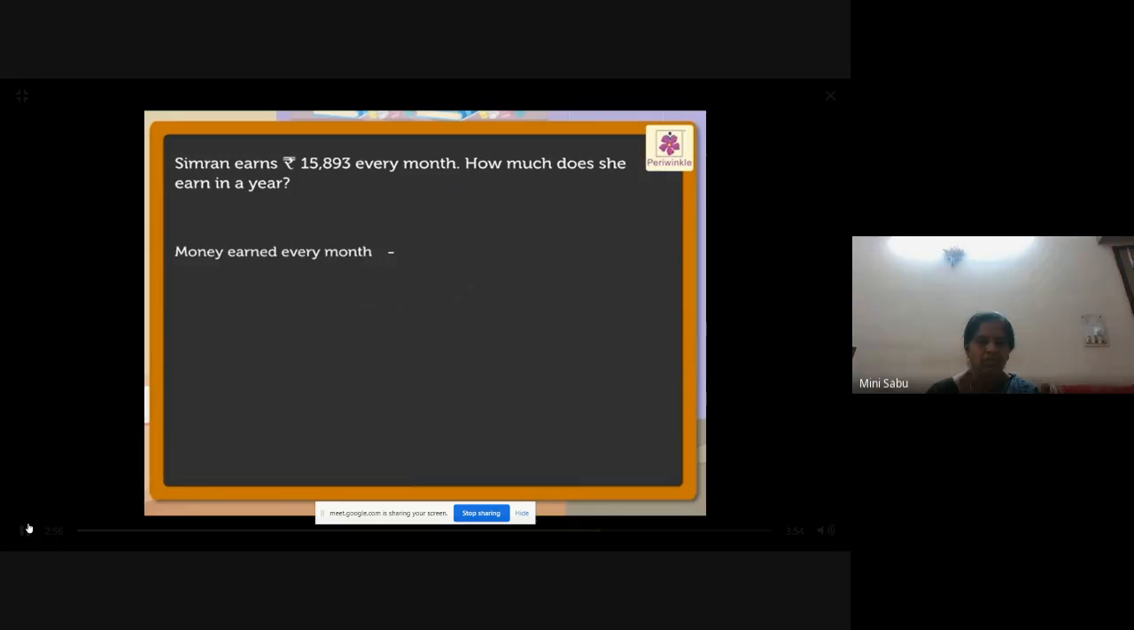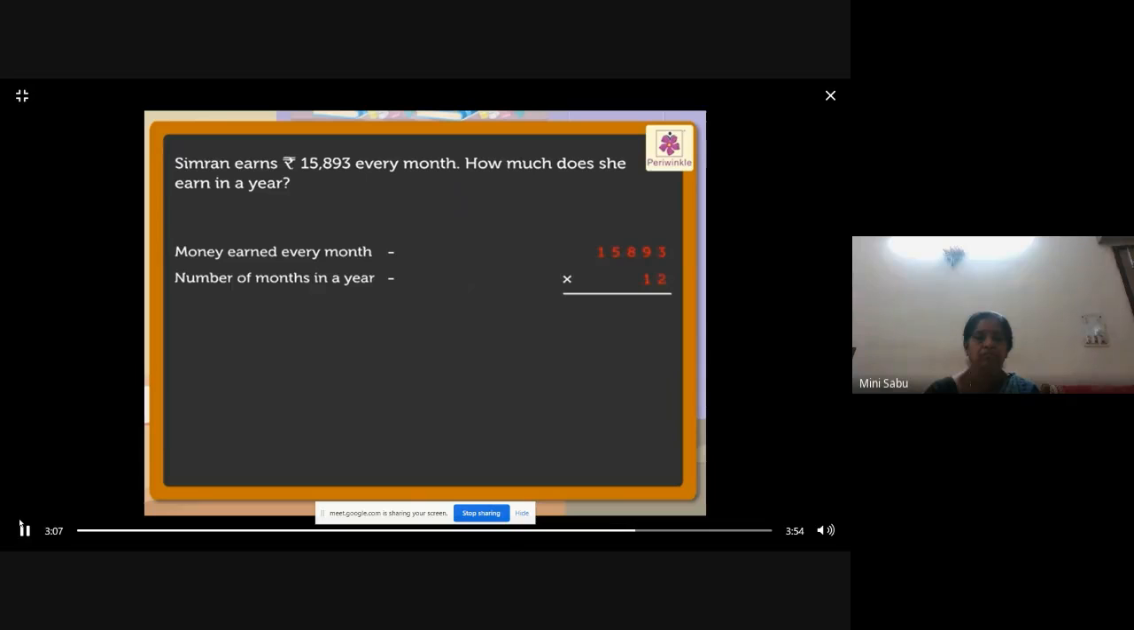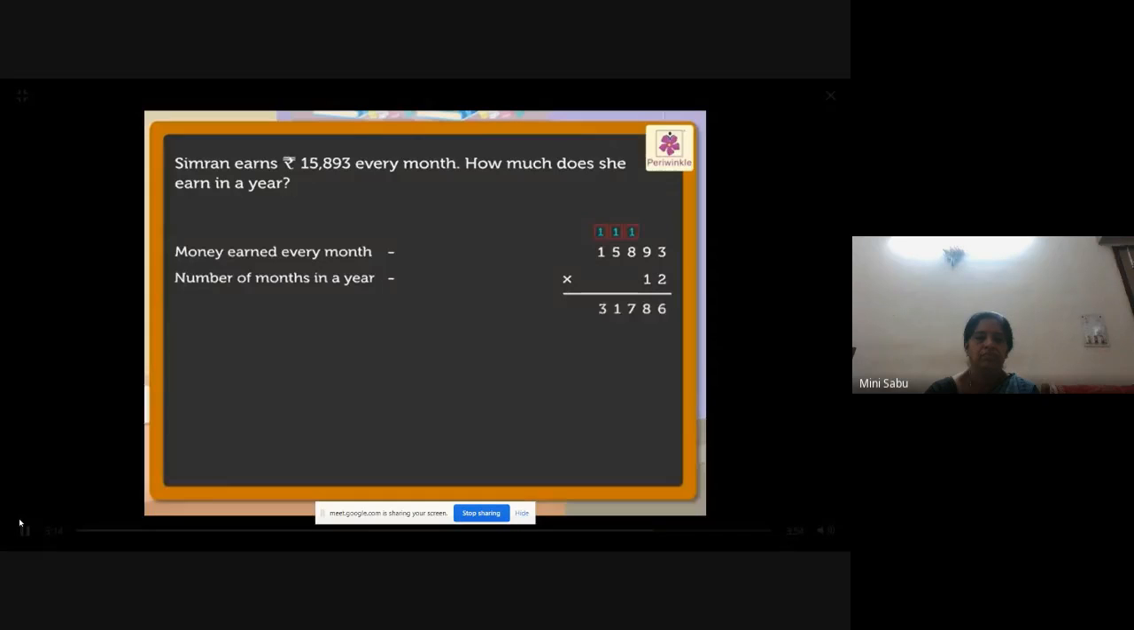Money earned every month, rupees 15,893. Number of months in a year, 12. Now, let us multiply these numbers to get the answer. Children, observe the multiplication carefully. Thus, Simran earns 1,90,716 rupees in a year.